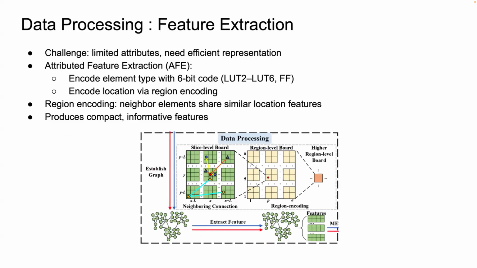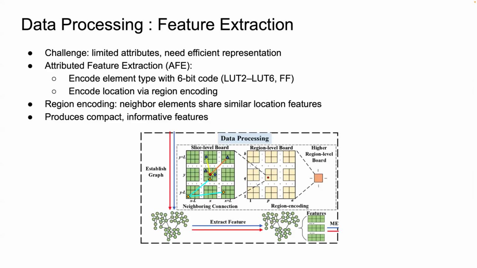And the next part in the data processing is feature extraction. They call it AFE, attributed feature extraction. They encode element types with a 6-bit code for LUT2 to LUT6 and flip-flop, and encode location via region encoding. Instead of giving the location of each primitive with floating points, they partition the FPGA into slices and encode the similar neighboring ones with similar encodings. That way they also decrease the feature size for the locations.